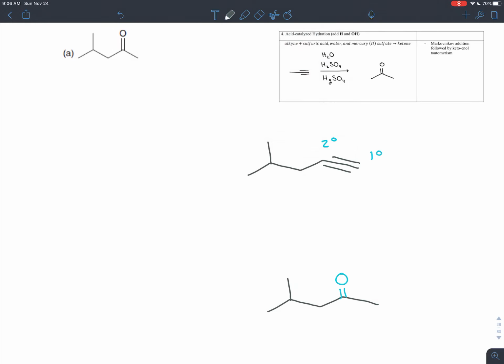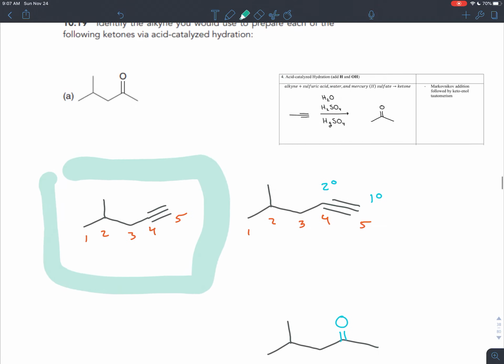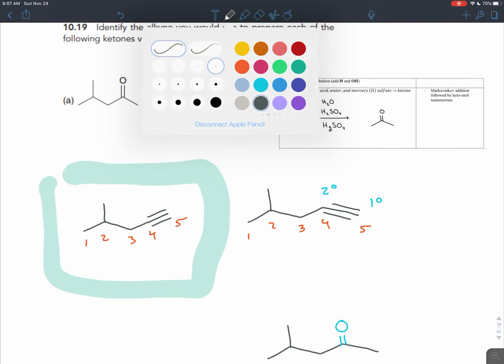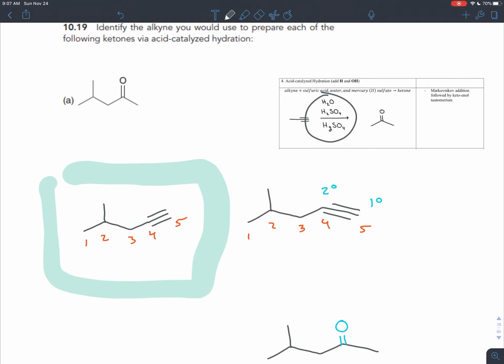You'd want to redraw that alkyne as linear. So notice you have 1, 2, 3, 4, 5. We have 1, 2, 3, 4, 5. So the true correct answer is this one here. If you take that alkyne and you treat it with water, sulfuric acid, and mercuric sulfate, it would turn into this ketone.